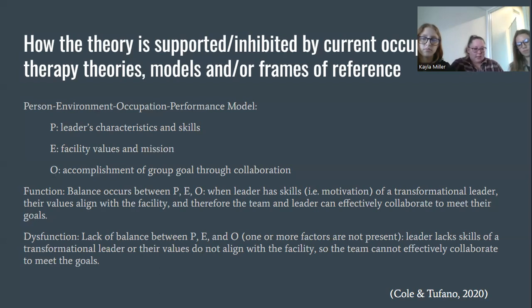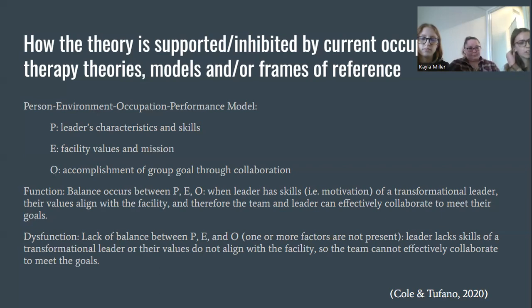For environment, or the E in PEOP, the facility itself, their values and mission, as well as the physical resources that are available to the leader and the team or to the client. The team morale or social environment is another contributing factor to the environment with this model as well. And then for O, occupation is the accomplishment of group goals through collaboration. So this is really requiring the collaboration of the team members, or the therapist and the client, to contribute to the completion of the goal or working towards that goal.